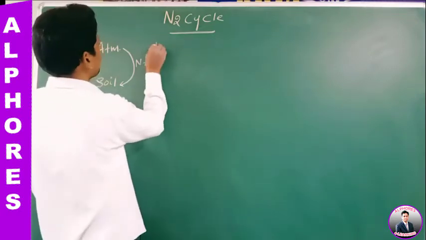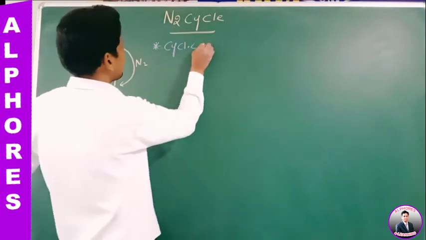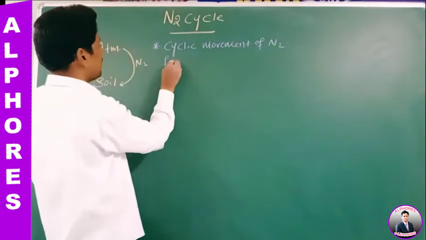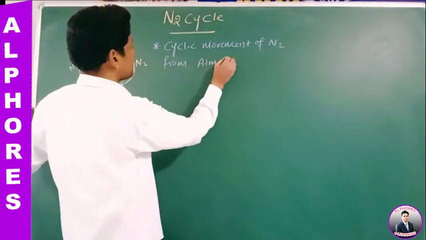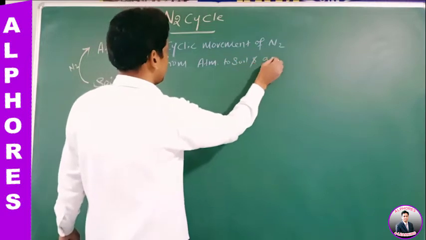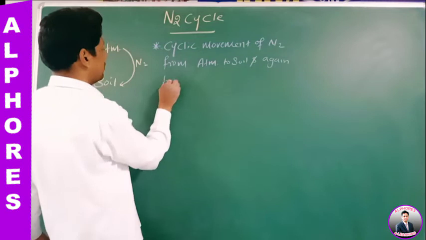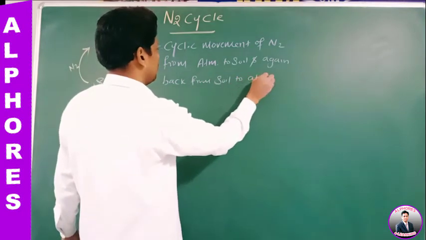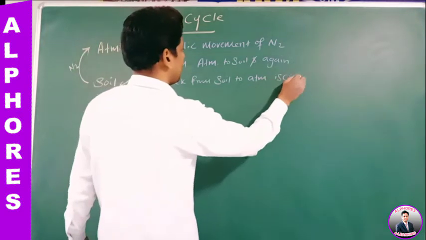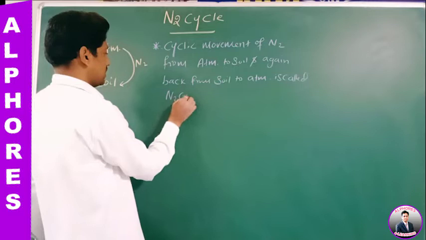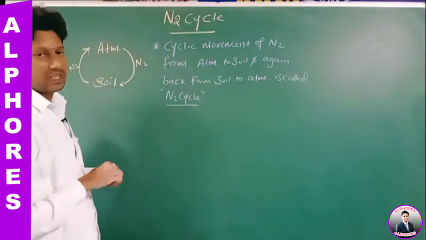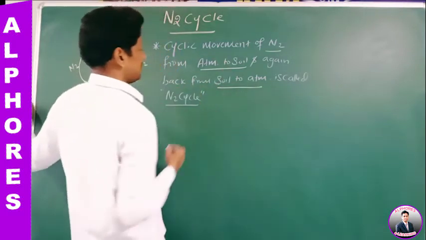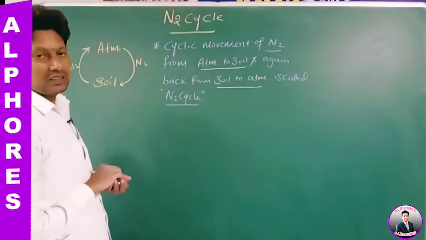Therefore, it is the cyclic movement of nitrogen from atmosphere to soil, and again back from soil to atmosphere. This is called the nitrogen cycle. Therefore, the cyclic movement of nitrogen from atmosphere to soil, again back from soil to atmosphere, is called the nitrogen cycle.